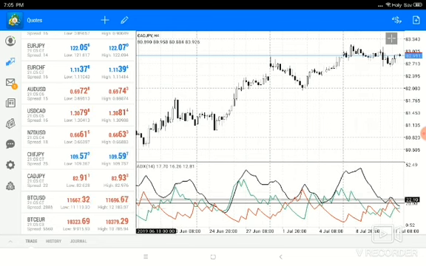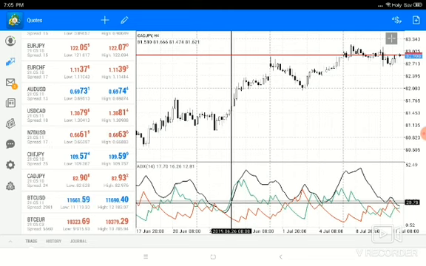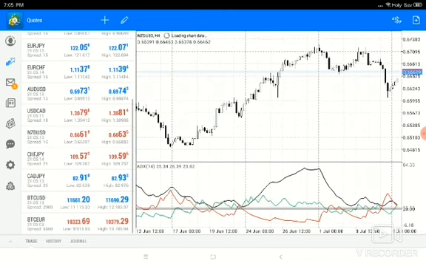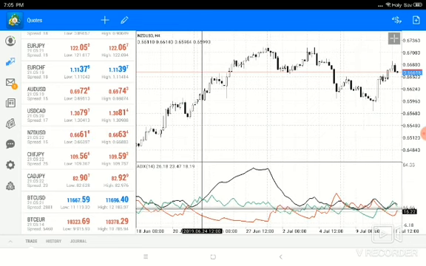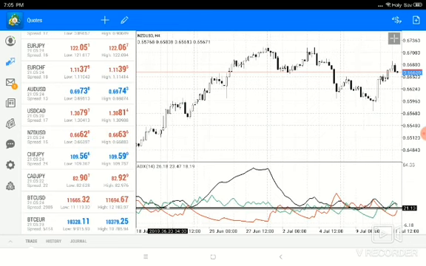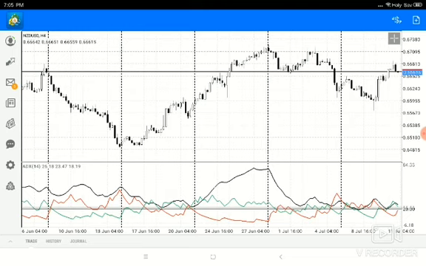Look at CAD JPY, Canadian dollar, Japanese yen. Look at this buy here. Look at this buy here. New Zealand US dollar. Look at this sell here. And it works. It works on most pairs. So let's go to how to set or take profits.